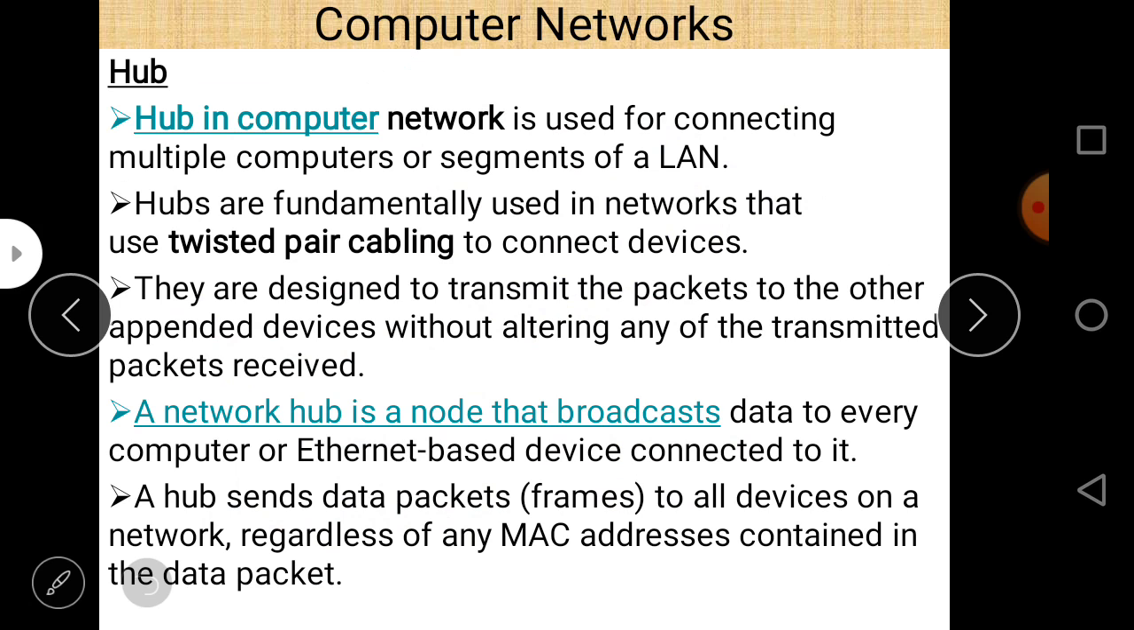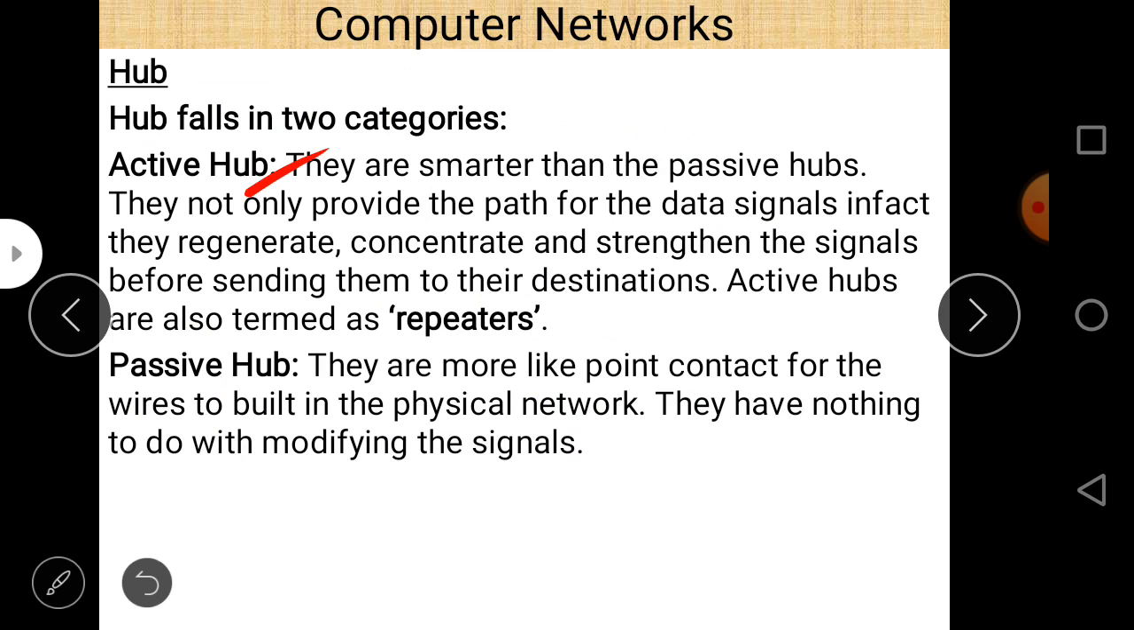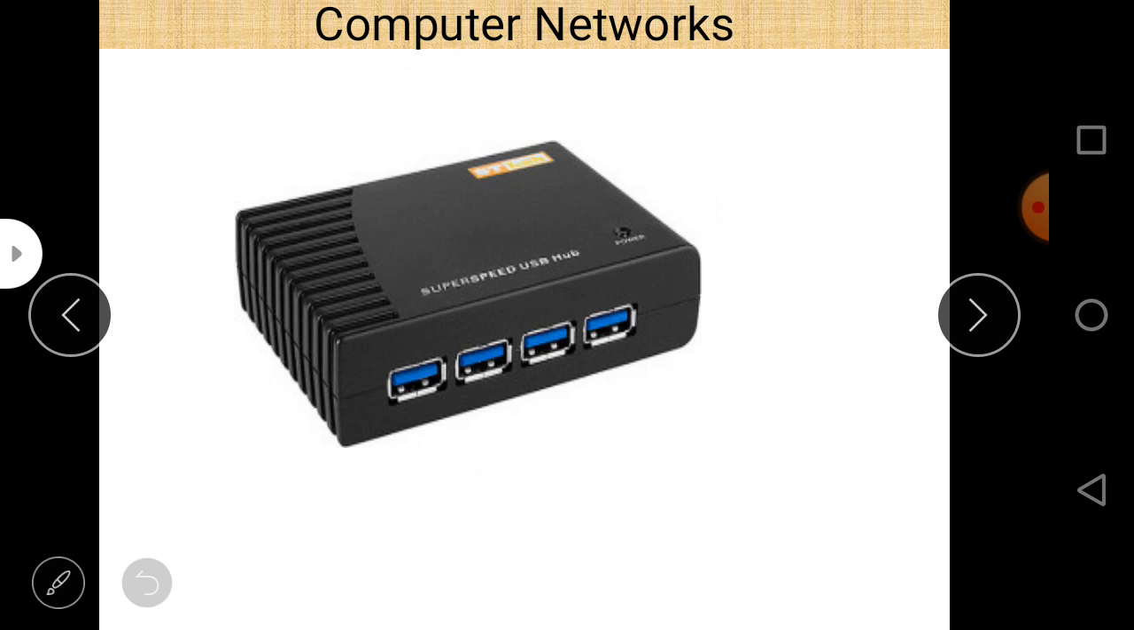Hub is basically a non-intelligent device. It broadcasts the data, and it is used to connect multiple computers or segments of a LAN. Hubs fall into two categories: active or passive. An active hub works as a repeater, and a passive hub has nothing to do with modifying the signal. This is an example of a hub.